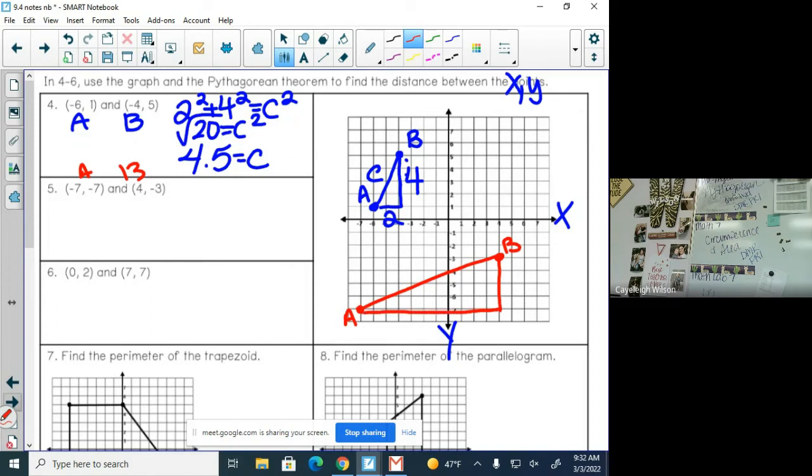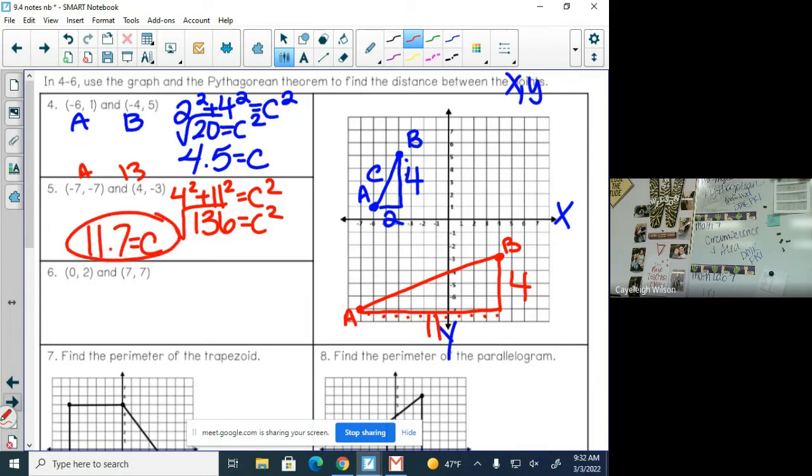Straight line, straight line. 1, 2, 3, 4. 1, 2, 3, 4, 5, 6, 7, 8, 9, 10, 11. So you all got 4 and 11? Yeah. Alright, so 4 squared plus 11 squared equals c squared. That's 121 plus 16, so that's 137 equals c squared. Square root 137. And we get 11.7.